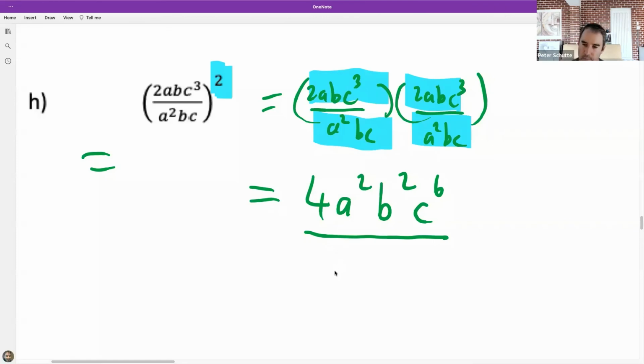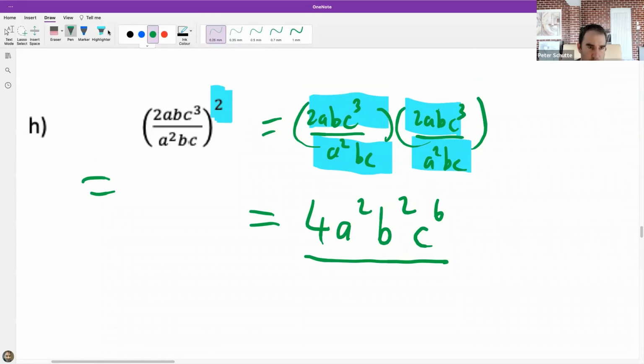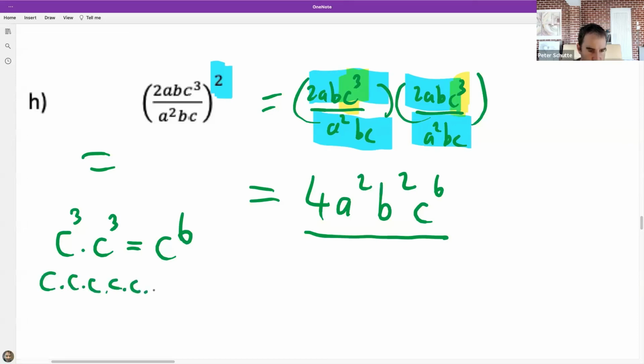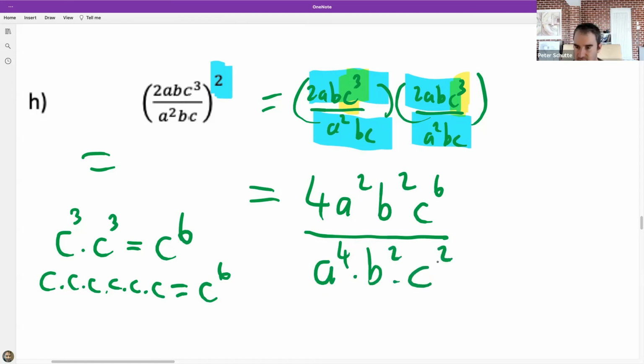Yes, sir. How did you get the C to the 6? Okay. If you look at the top bits, can you see that there's a C to the 3 here and a C to the 3 there? If you were multiplying C to the 3 times C to the 3, that just means C to the 6, because you just write it out that many times. So when I do this below thing here, A squared times A squared, I get A to the 4. B times B is B squared. C times C is C squared.